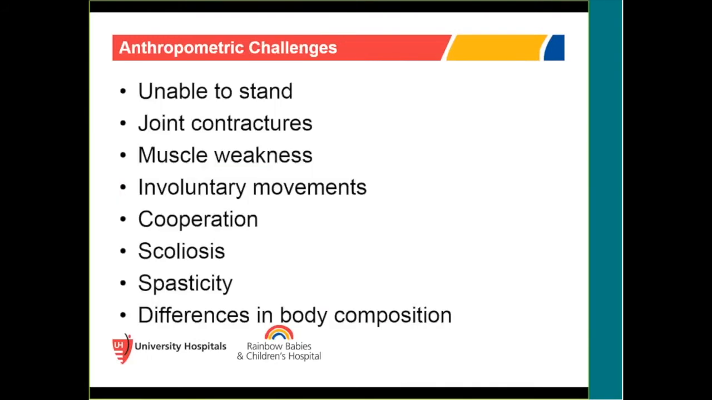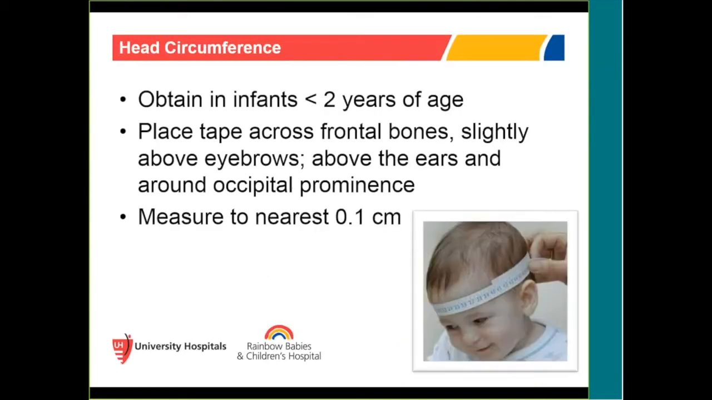There are definitely challenges in obtaining accurate anthropometrics in this population. The children may be unable to stand. They may have joint contractures, which make it impossible to straighten the limbs. They may have muscle weakness, involuntary movements, difficulty with cooperation, which sometimes we see in the pediatric population in general. They may also have scoliosis, spasticity, and they also have differences in their body composition, and that's what makes them so challenging and interesting to care for. But obtaining these anthropometric measurements to the best of our ability is very important.